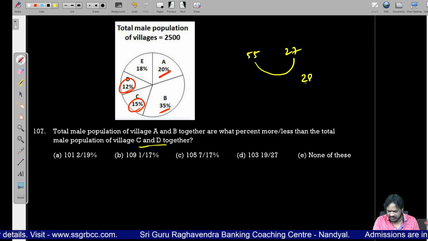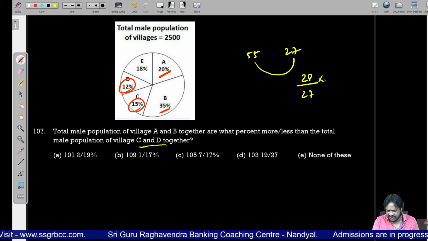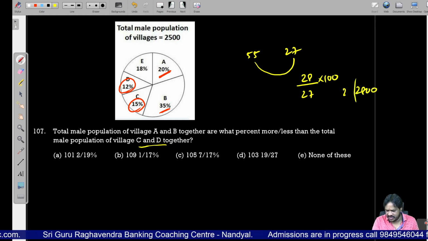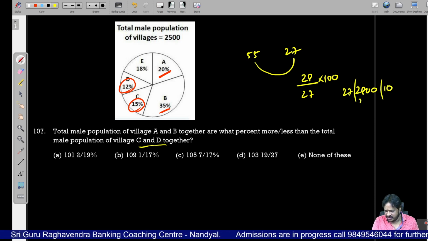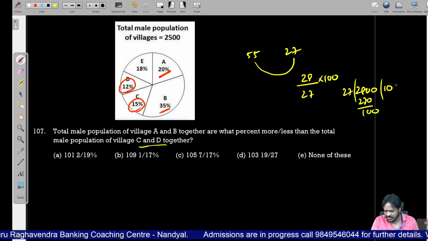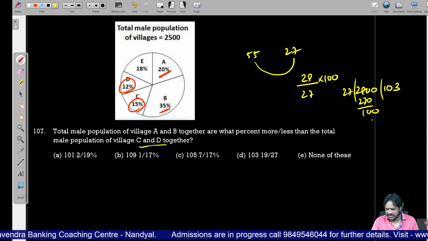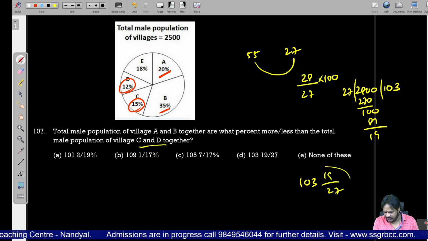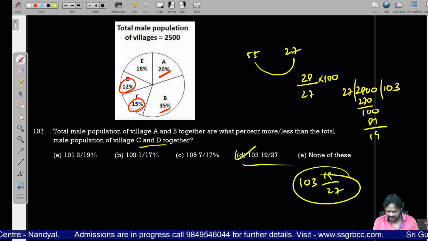So 28 more. From where? 27 into 100. So do the calculation. 2800 by 27. 27 tens is 270, 27 threes is 81. The answer is 103 19 by 27. Option 4.